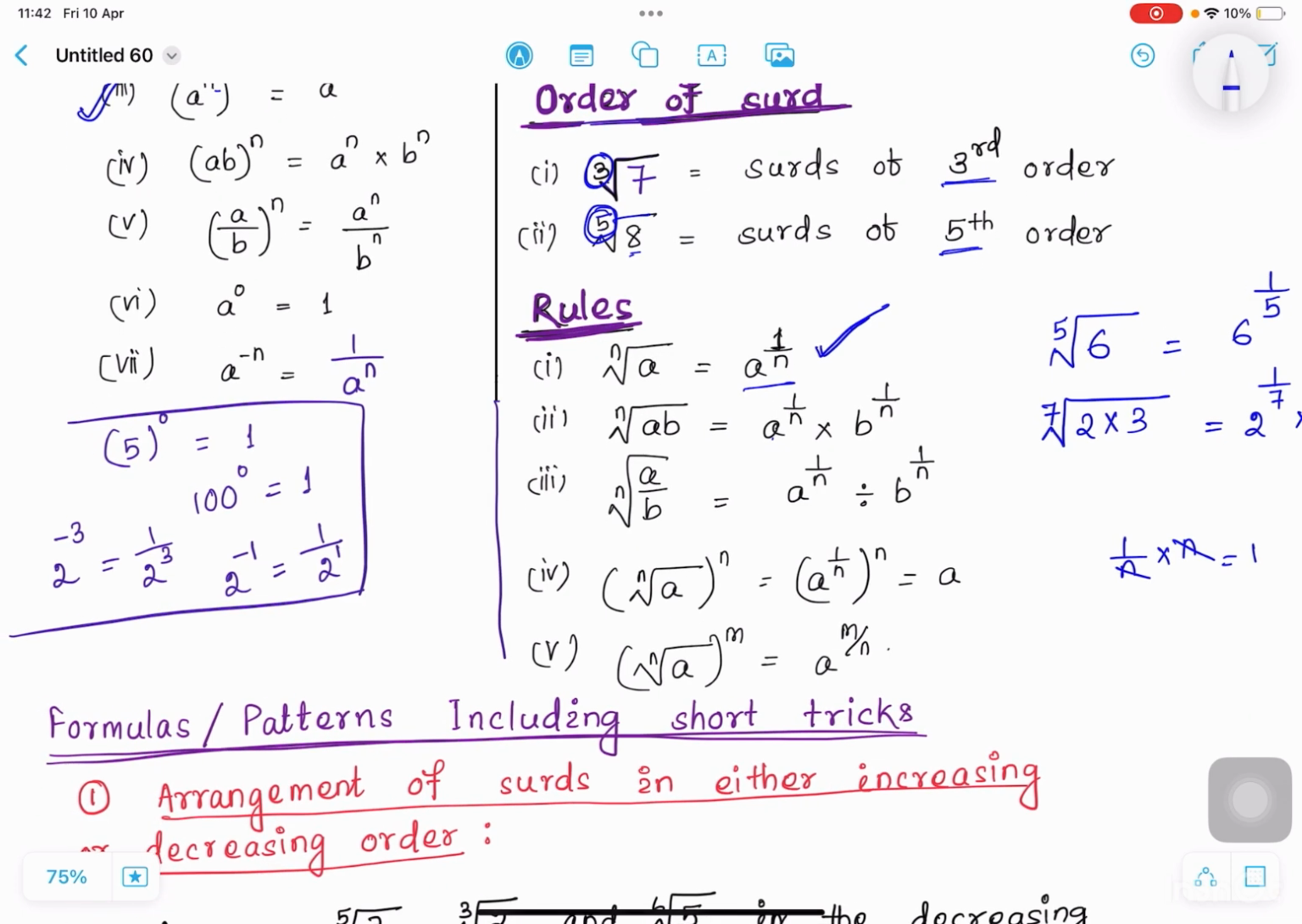Then similarly, I can write the nth root of a to the power m. The nth root of a is a to the power 1 by n, so we can write (a to the power 1 by n) to the power m. So it is a to the power 1 by n into m, that is a to the power m by n. Hope you understood the rules.